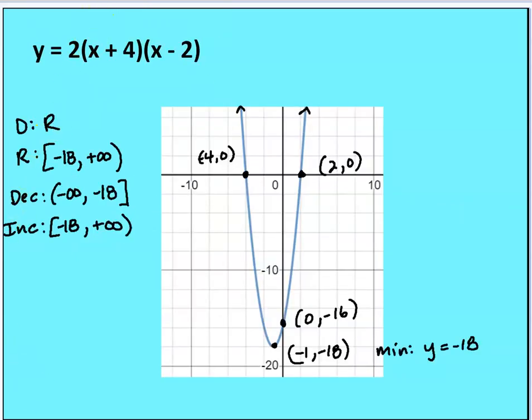All right, so I have all the information I need to graph. I have the two x-intercepts, the y-intercept, the vertex, and my axis of symmetry, which goes right through the vertex: x is equal to negative 1. My minimum value is negative 18. The range is negative 18, which is my minimum, to infinity. The domain is all real numbers. My intervals: it's decreasing from negative infinity to negative 1, and then increasing from negative 1 to infinity.